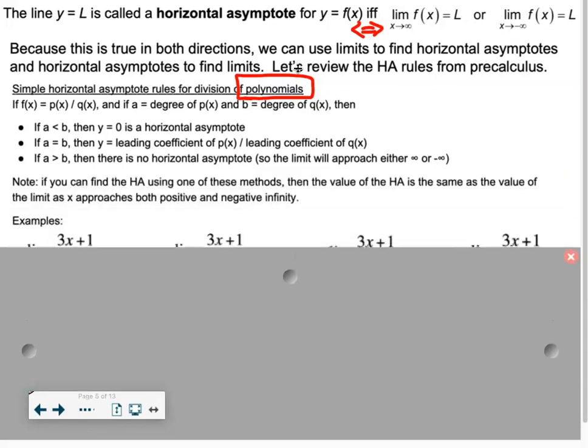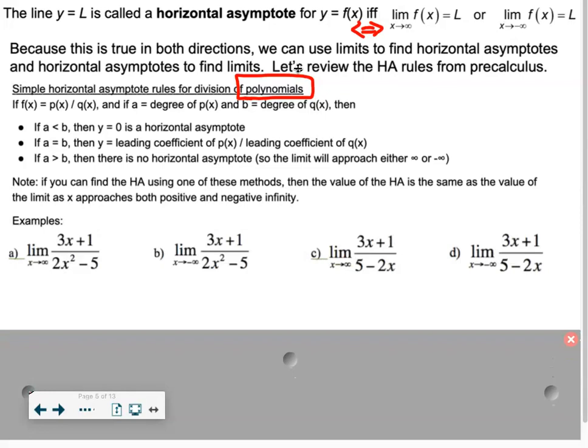Okay, so I have on the board 4 examples. Using the horizontal asymptote rules, I want you to find the value of each of these limits, and then you're going to state your horizontal asymptotes. There's 2 different functions represented with 2 limits per function. So you can go ahead and write down the 4 problems. Write them down first, and then I'm going to make you do them like really fast. We're going to do speed horizontal asymptoting.